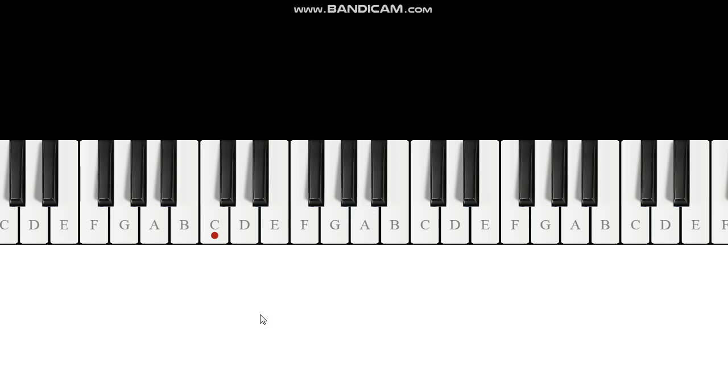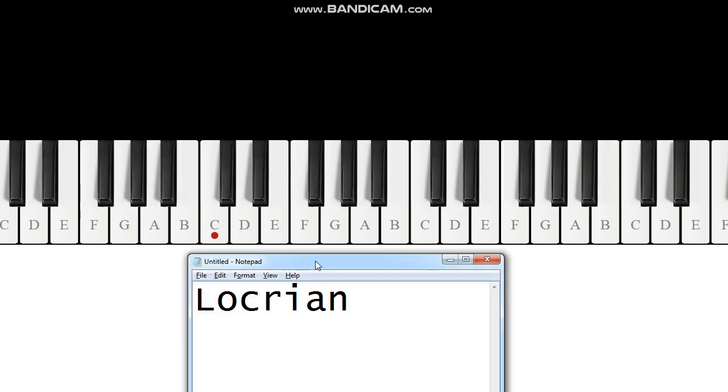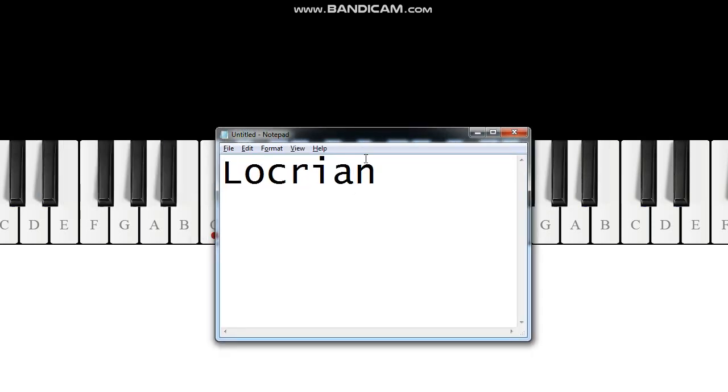Okay. So that's the 7 modes. 2 of the modes we already knew, major and minor. They have fancy names. The major mode is called Ionian. The minor mode is called Aeolian. And then there's 5 others. So I'll write them all here.